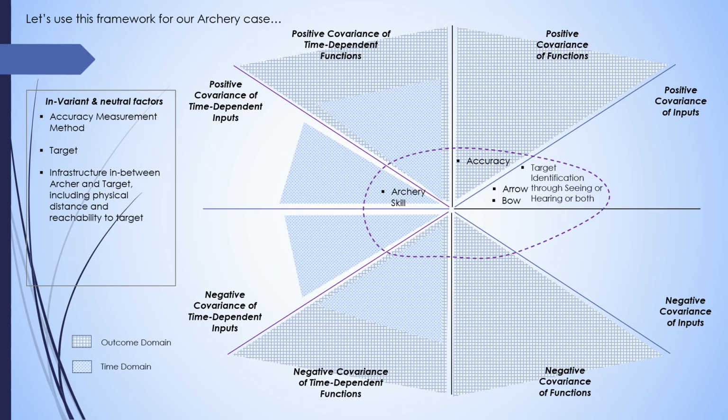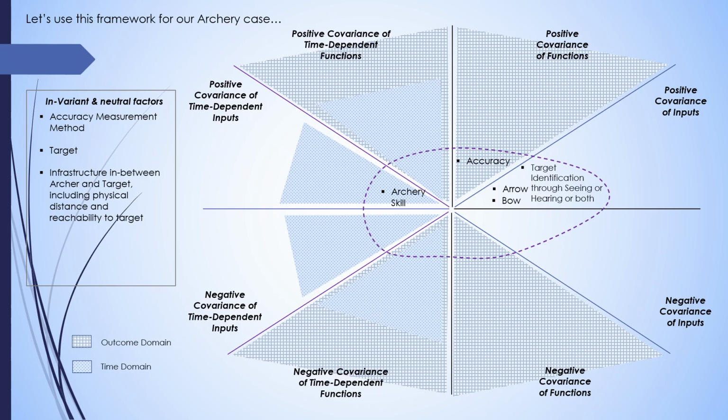So, in our framework, the bow clearly belongs in the positive covariance of inputs zone. The same logic applies to the arrow. If the arrow is well designed and suited to the environment, its weight, straightness, and aerodynamic behavior all directly contribute to better results: better arrow, better outcome. So the arrow also sits comfortably in the positive covariance of input zone.